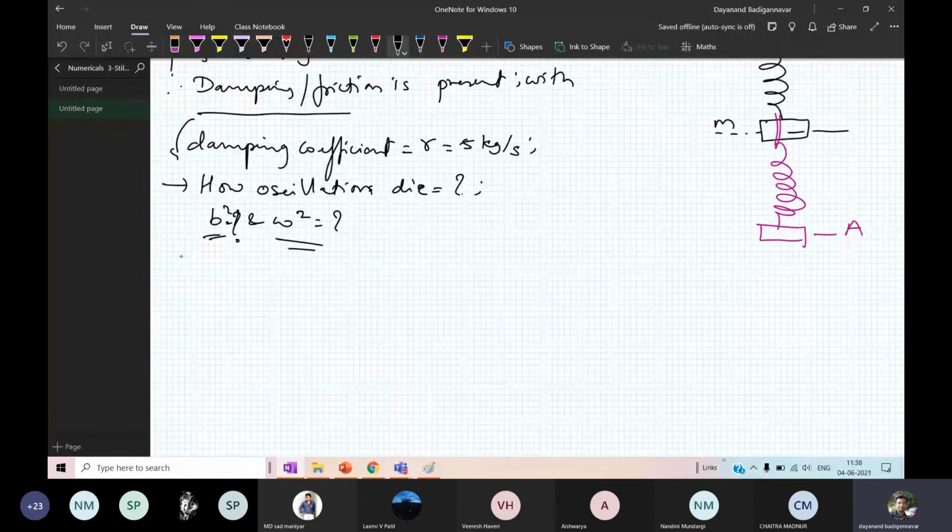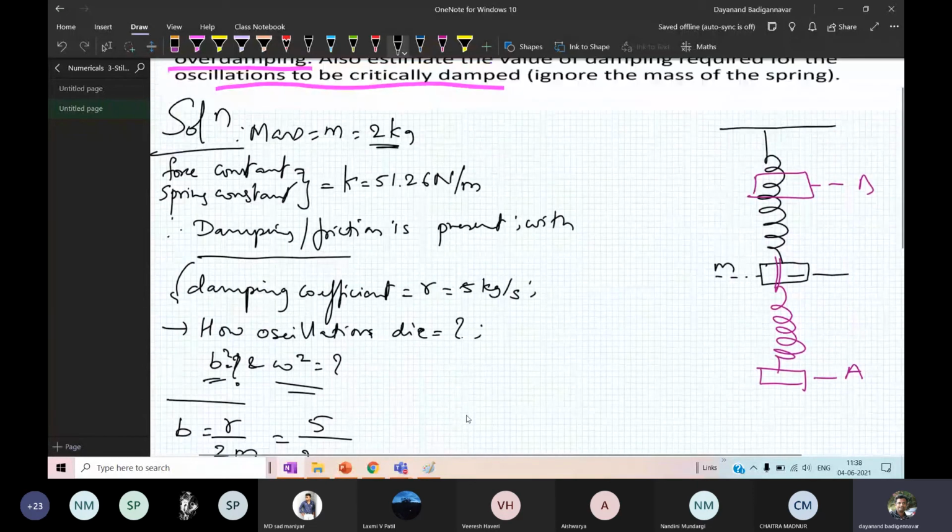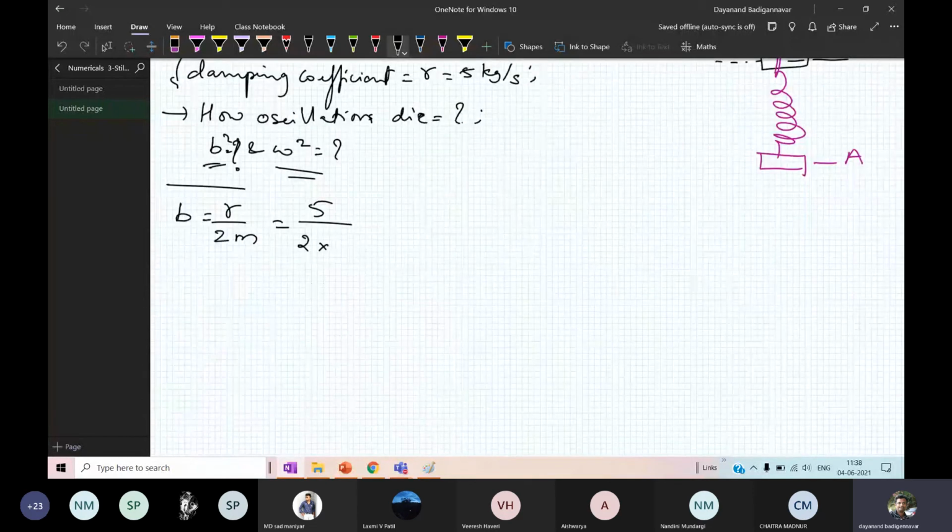So first we will do it for B. You know that B is equal to R divided by 2m. R is 5 kg per second, divided by 2 times the mass, which is 2 kg. So I have to substitute it. What is the value? 5 divided by 4 is 1.25.